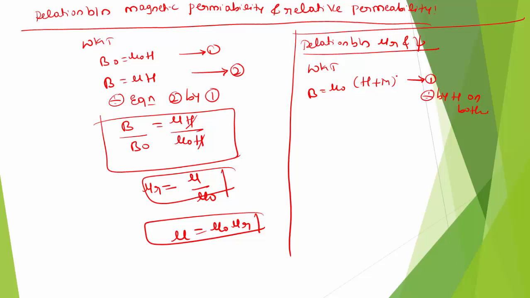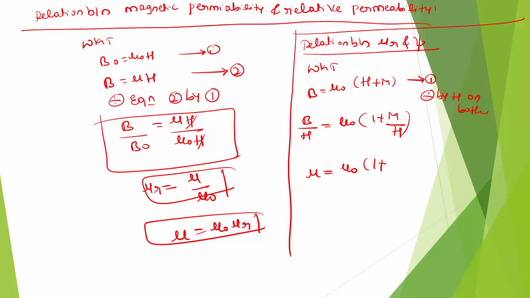Dividing by H, we get the equation B divided by H is equal to mu naught into 1 plus M divided by H. Here H by H cancels, leaving M by H, and H by H cancels to give 1. Therefore, B divided by H, the ratio of magnetic induction to the magnetic intensity, is called mu. Mu is equal to mu naught into 1 plus M divided by H.